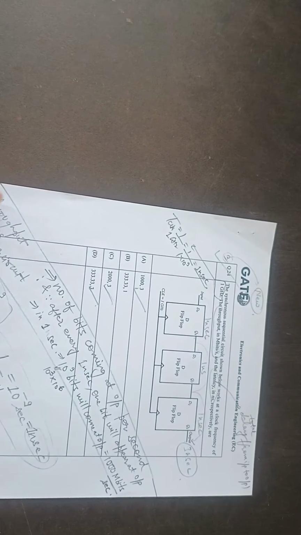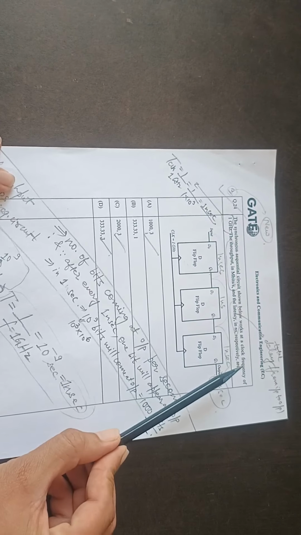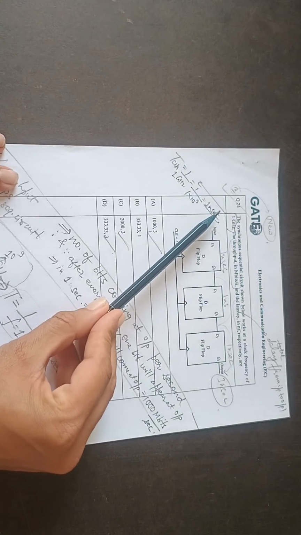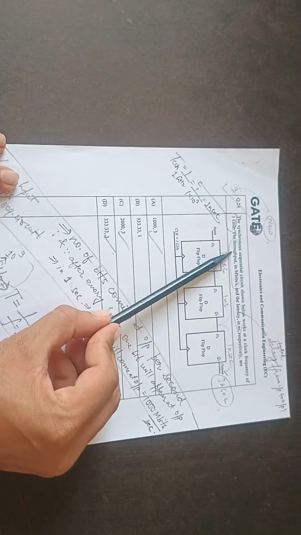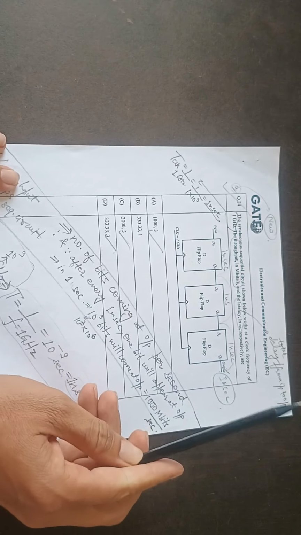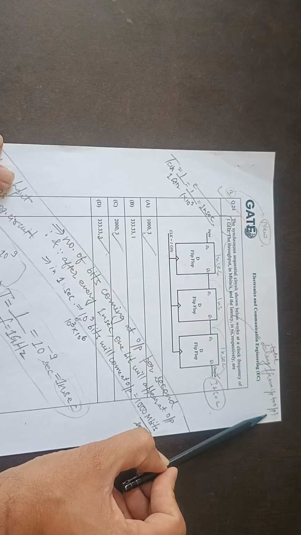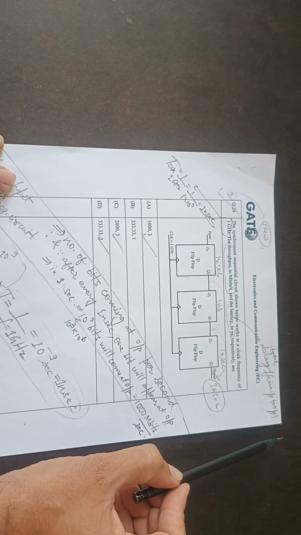Second question was like, a synchronous sequential circuit shown below works at a clock frequency of 1 gigahertz. The throughput in megabits per second and the latency in nanosecond respectively are. So latency is nothing but the total delay from input to output. Okay, so normal propagation delay.